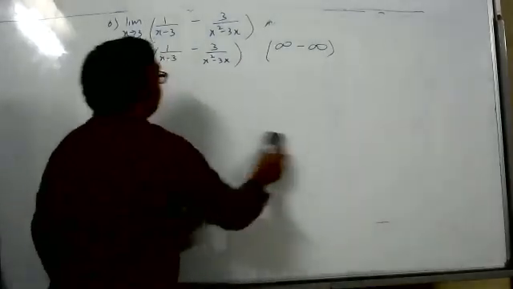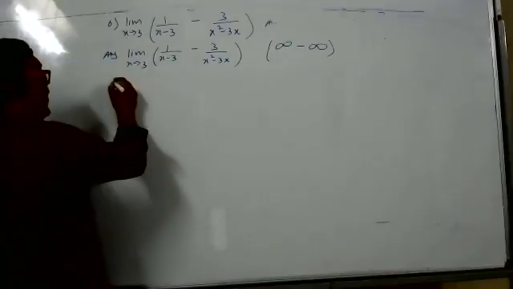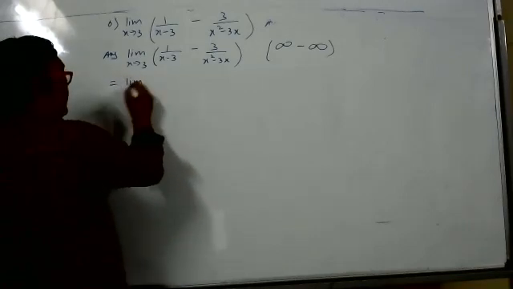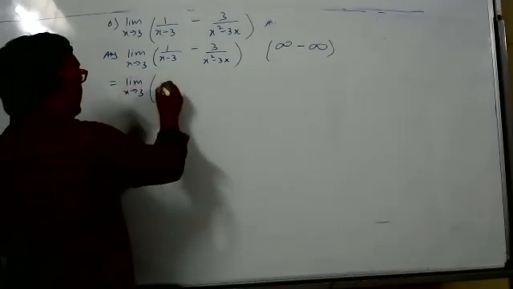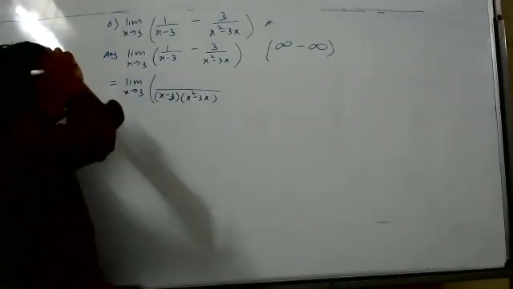What we can do? Simplify it. How to simplify? That is the only question now. Take LCM, that much only, and it will become a normal sum. X minus 3. Yes, LCM is cross multiply.